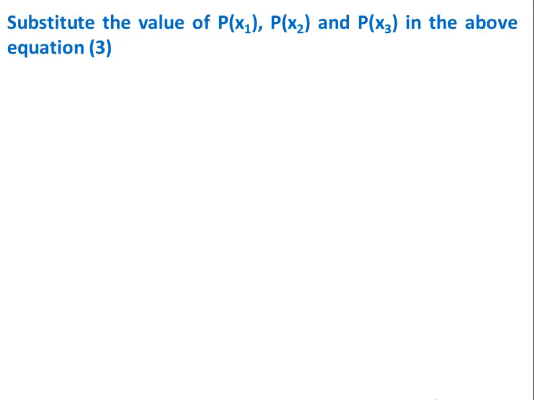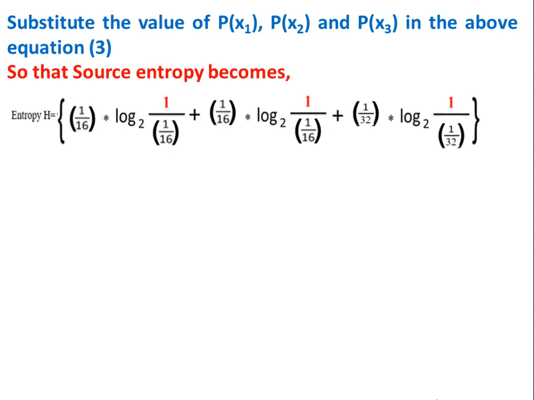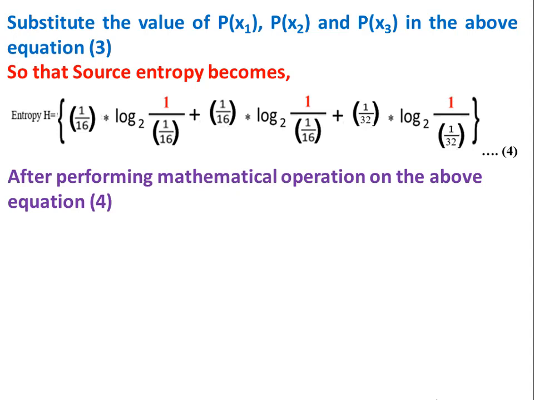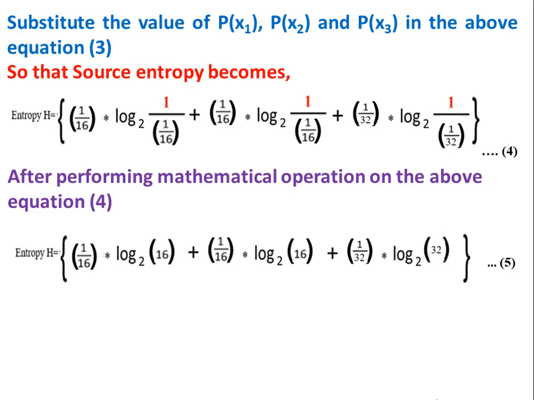So in the next step, what we have to do? We have to substitute the values of P of x of 1, P of x of 2 and P of x of 3 in the above equation, so that the function of entropy H becomes this. Consider it as equation number 4. After performing mathematical operations on the above equation, we will get the function of entropy as this. Now look at equation number 5 here.